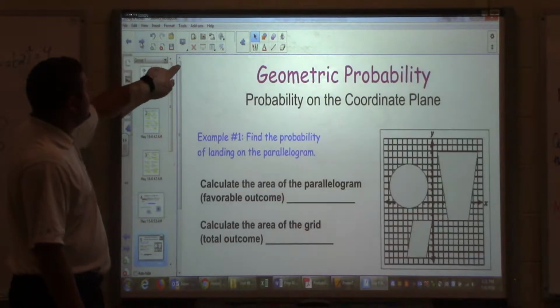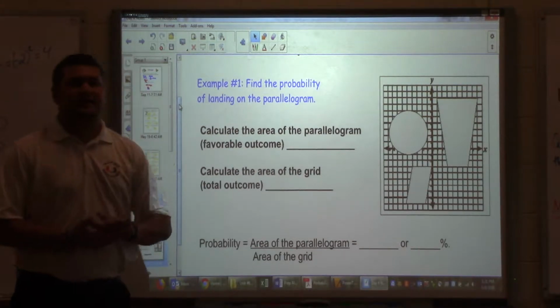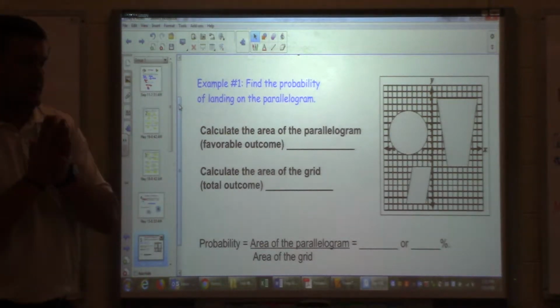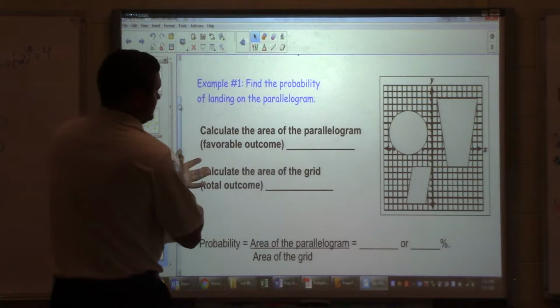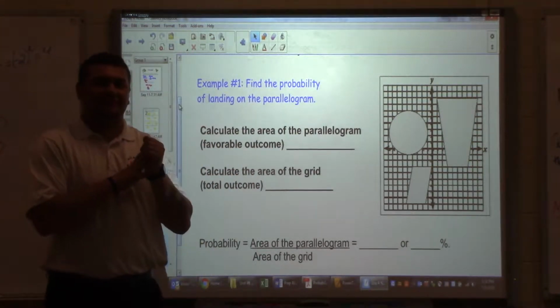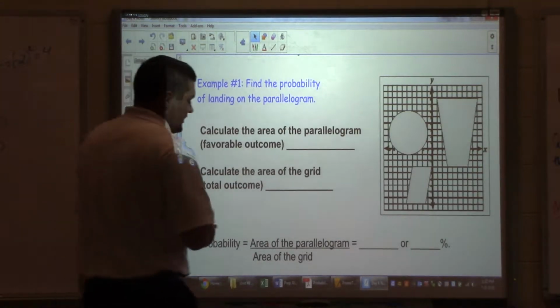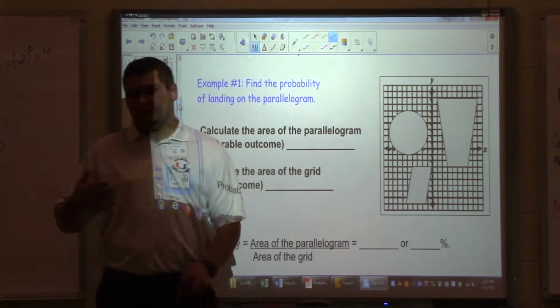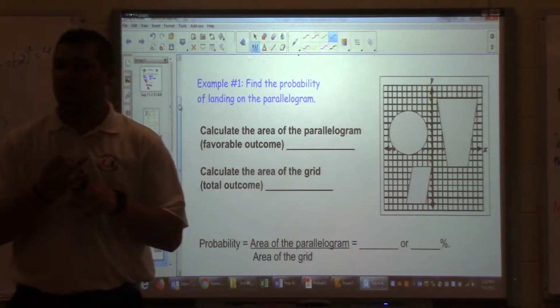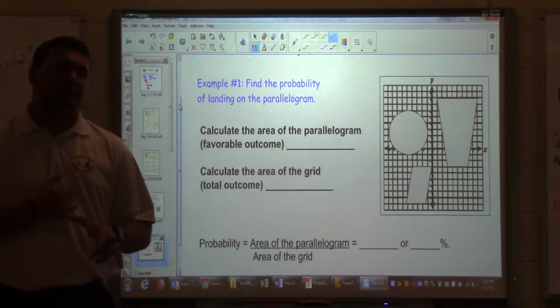So, geometric probability. Probability on a coordinate plane. It asks us to find the probability of landing in the parallelogram. Well, let's start off with which one's a parallelogram? The bottom one, right? It's got parallel sides. Very good. I'm going to find the area of not only the parallelogram, but the area of the whole thing. Let's start with the parallelogram. How do you find the area of a parallelogram?